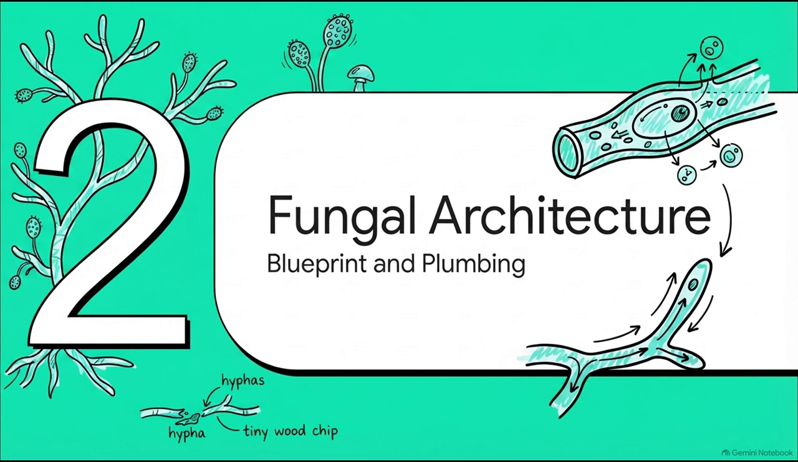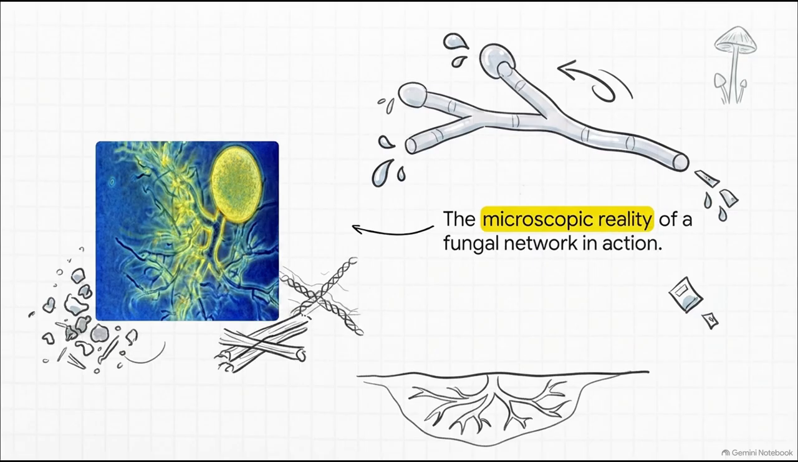Moving on to part 2, architecture of a fungus, the blueprint and plumbing. Let's see how this microscopic blueprint actually translates into the physical architecture of the organism, and finally solve that riddle of how a creature without a mouth goes about eating. This microscopic reality of a fungal network brilliantly illustrates how they pull this off. What we're talking about here are hyphae. These are tubular, transparent filaments that branch out continuously. This is the literal plumbing of the fungus.